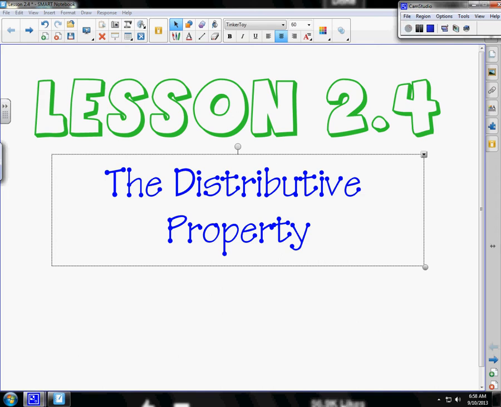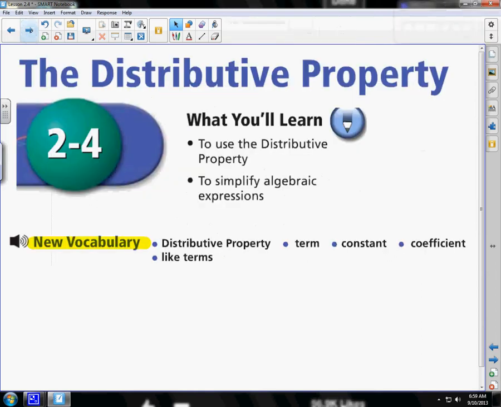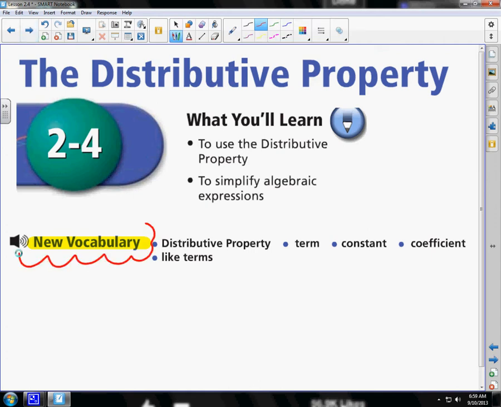Lesson 2.4 is the distributive property for algebra. So label your paper Lesson 2.4, the distributive property. Here is some new vocabulary. At the bottom, you'll see right here, new vocabulary: the distributive property, term, constant, coefficient, and like terms.